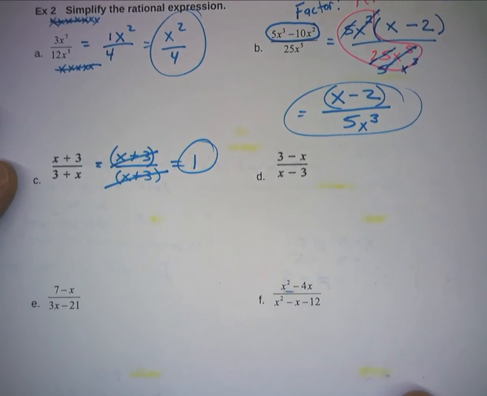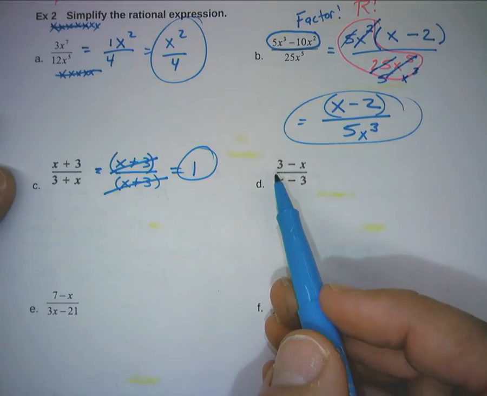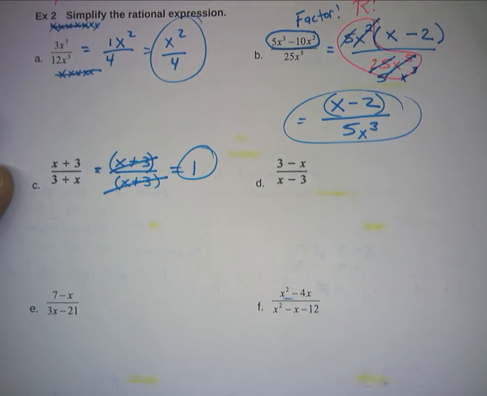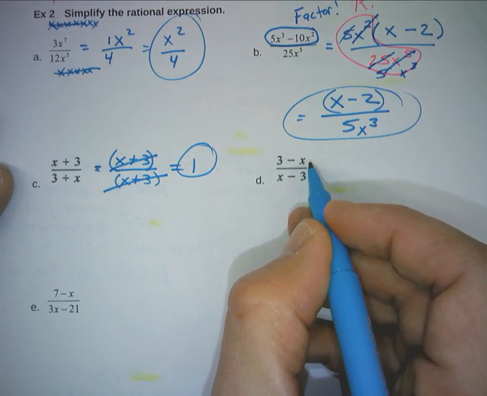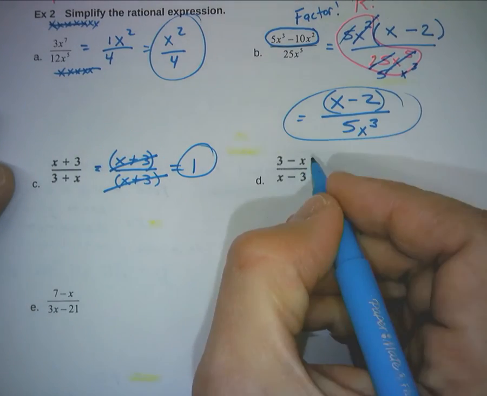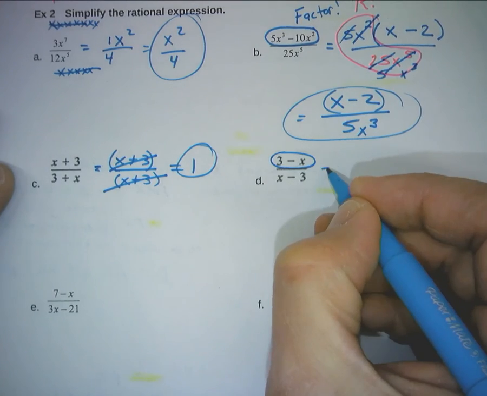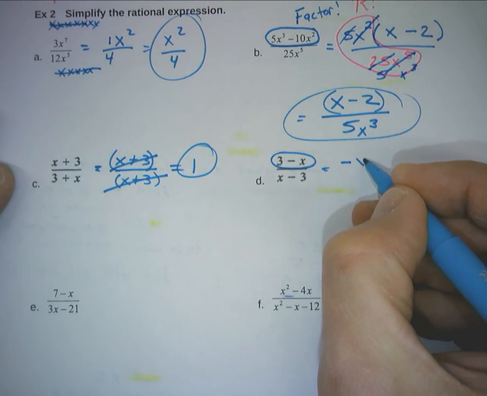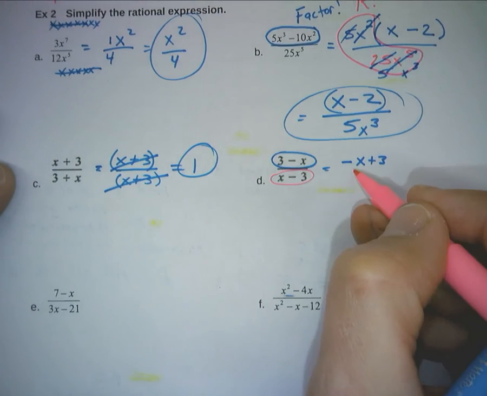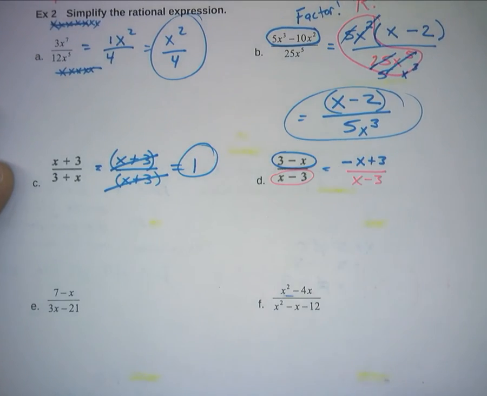All right, so we take a look at the next one. Again, I can't just reduce these 3's and these x's. It doesn't work like that. Okay, these are binomials. I either reduce the whole thing or nothing at all. The first thing I notice on this one is I don't like how this one's written. I'm going to rewrite that as negative x plus 3. I always like seeing my x's first. Okay, and I'll do the bottom here in pink, so that's divided by x minus 3.